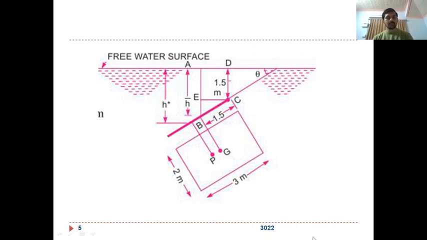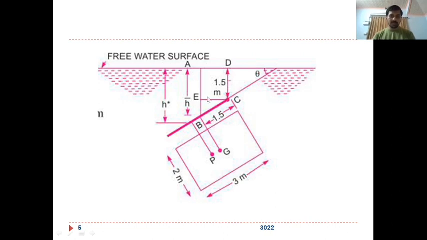See here, the inclined surface will be perpendicular to the plane of the paper. Okay, this is the actual surface. This is a projection to show you how the rectangular surface is. This projection of the rectangular surface is given here, 3 meter deep and 2 meter wide. The top edge of the rectangular surface is 1.5 meter below the free water surface.